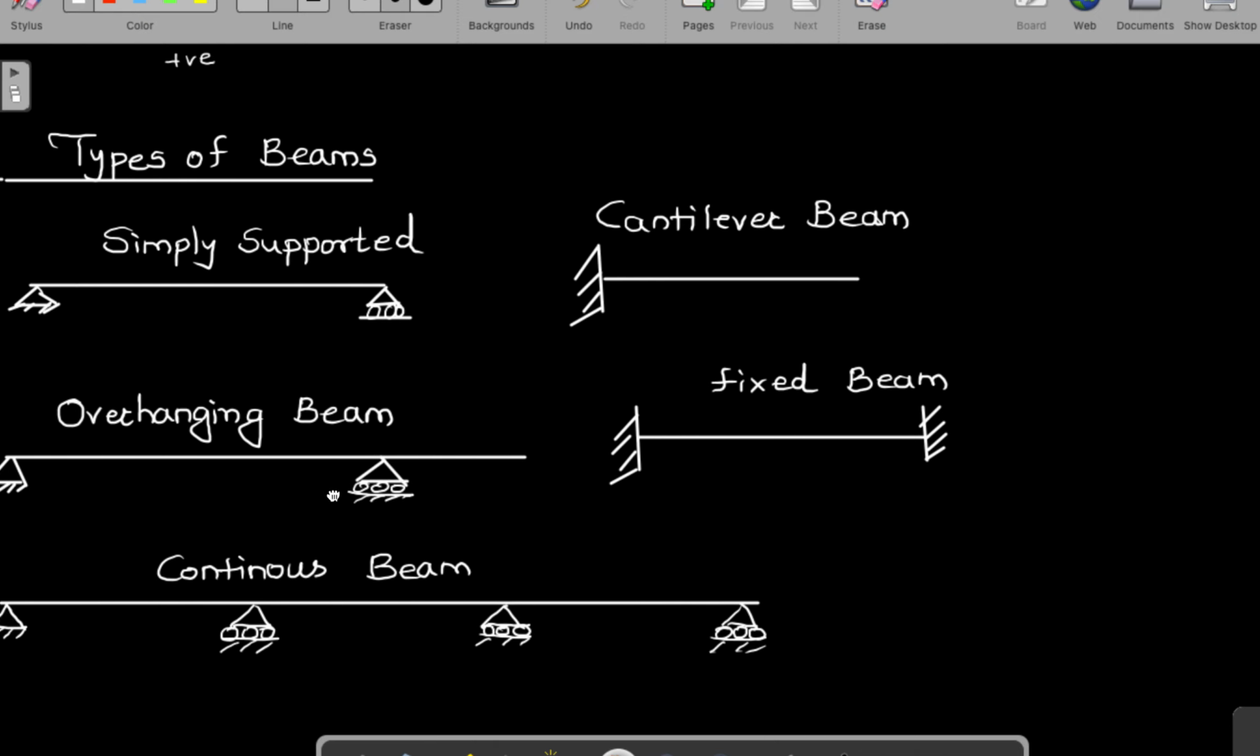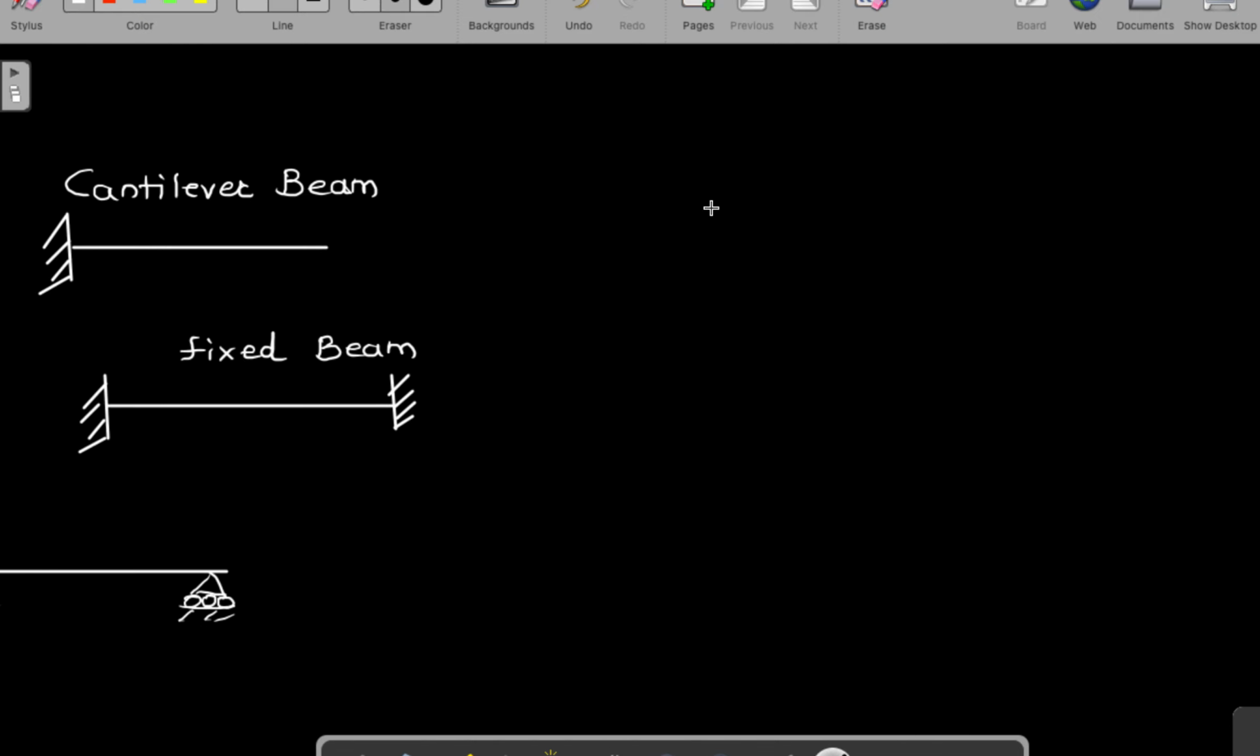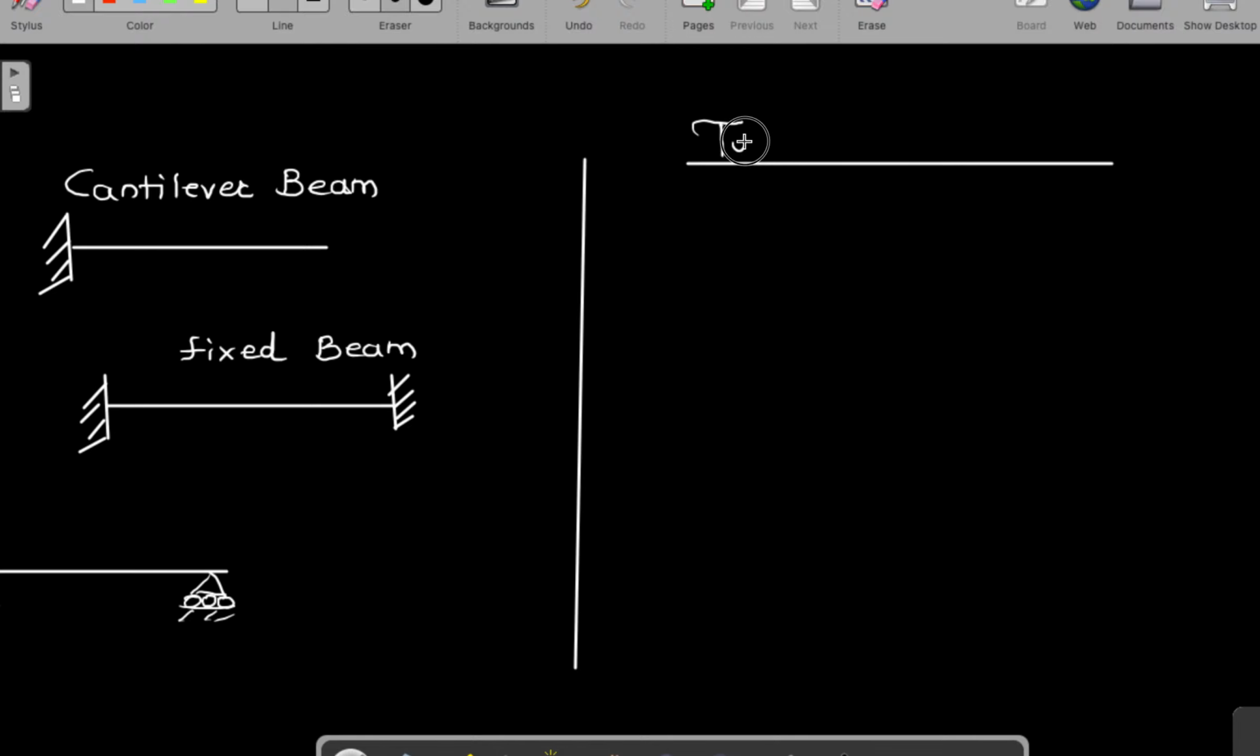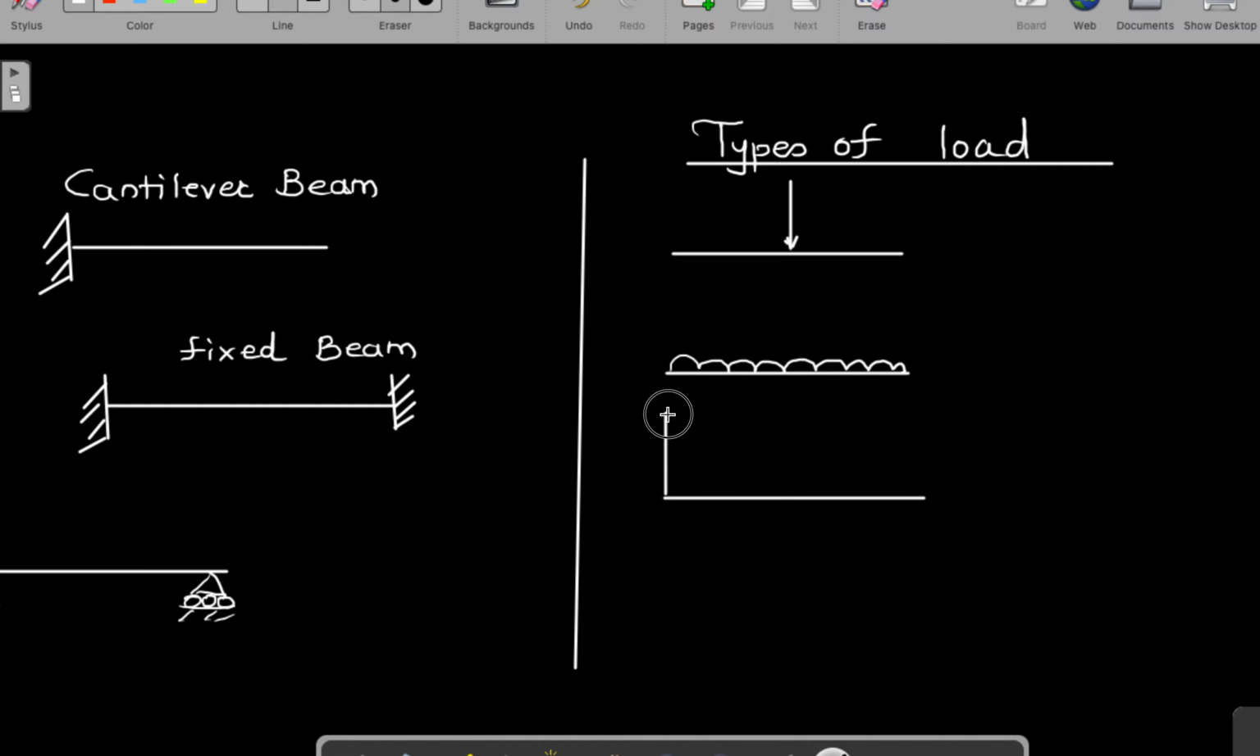Then there are different types of loads. So if we see types of loads, on this beam, if a single load is acting, we call it a point load or concentrated load. Whenever the load is shown like this, it is a uniformly distributed load, and there can be a triangular load like this. It is called a uniformly varying load.